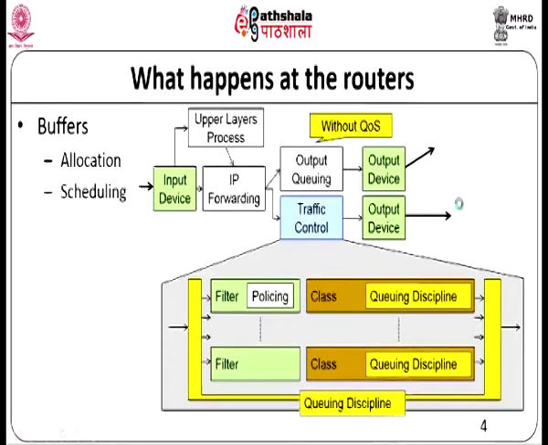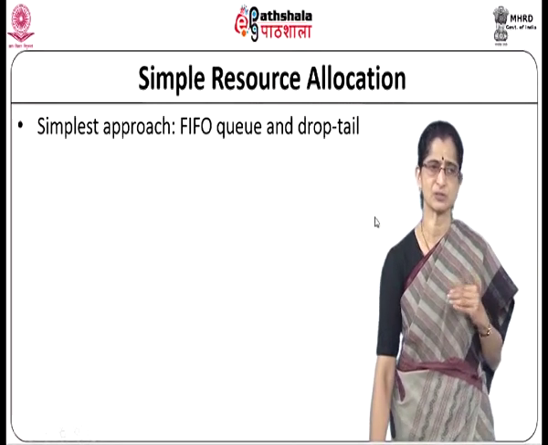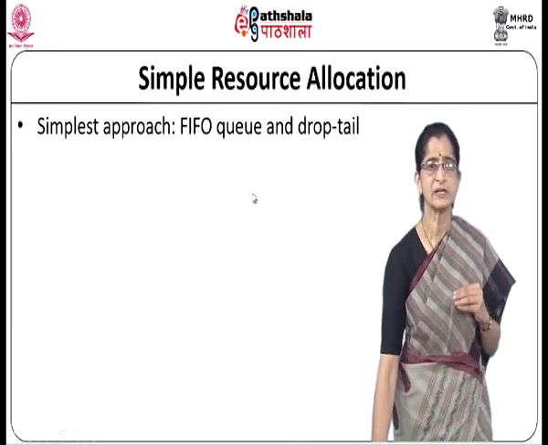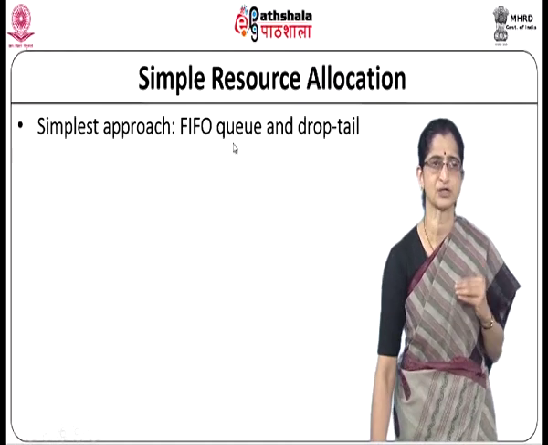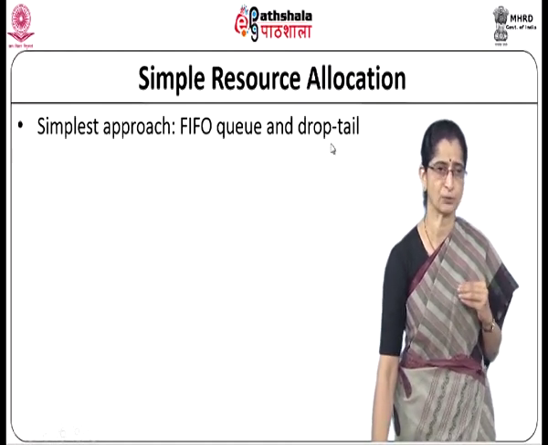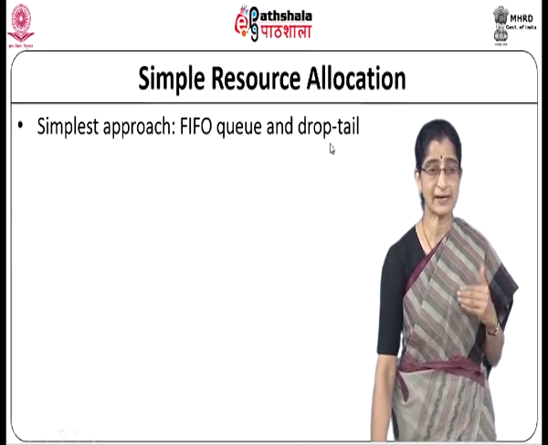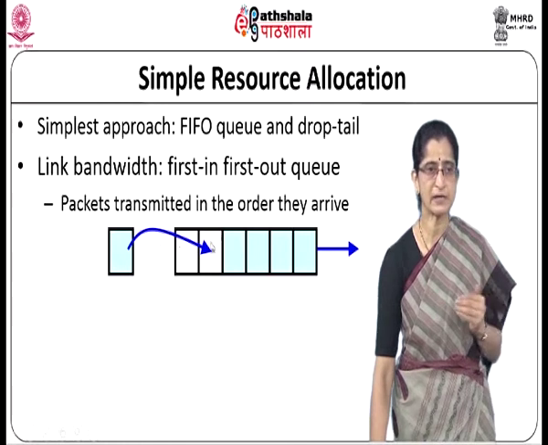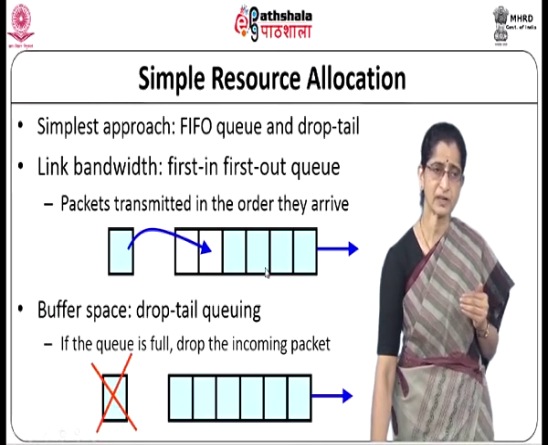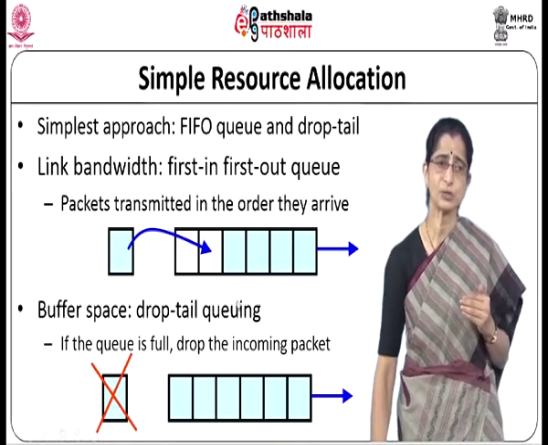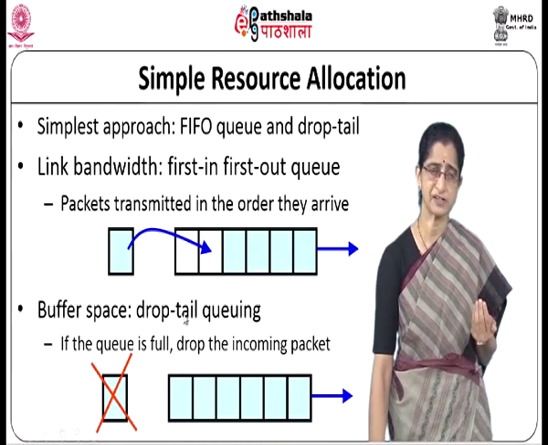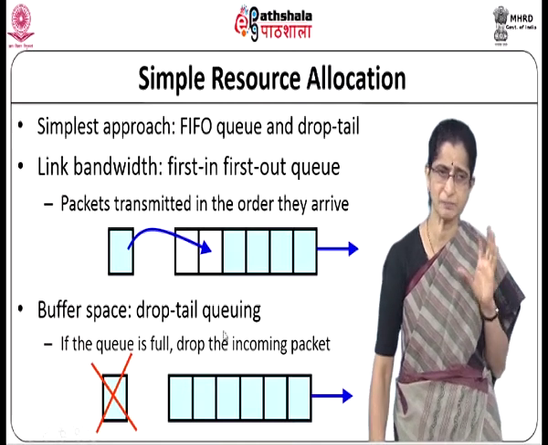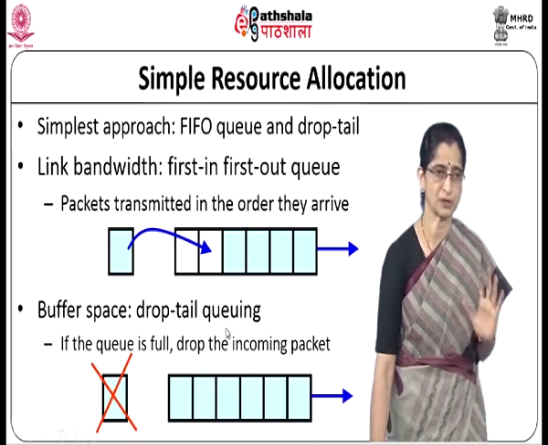Now, what happens when we have these queues? The typical approach followed for resource allocation is a simple first in first out queue with what is called a drop tail approach for handling packets when they exceed the size of the queue. You keep transmitting packets in the order in which they arrive, and when there is no buffer space, whatever is at the tail of the queue is dropped. So, when the queue is full, we drop the incoming packet. This is a very simple mechanism that is normally used in most routers.